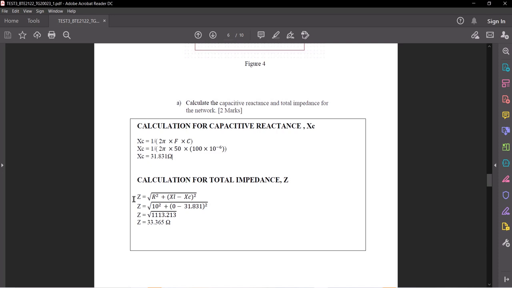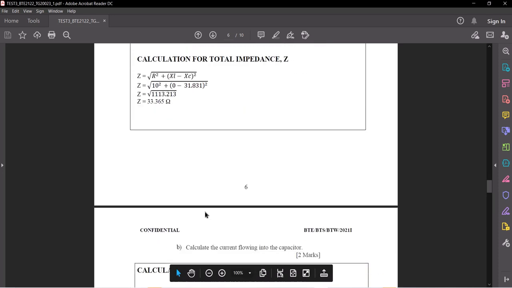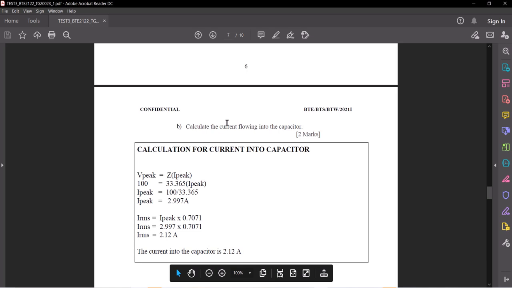Now calculate the total impedance Z. Z equals the square root of R squared plus (XL minus XC) squared. So now we only have XC here, we don't have XL. So Z equals the square root of 10 squared plus negative 31.831 squared. So we get 33.365 ohm.